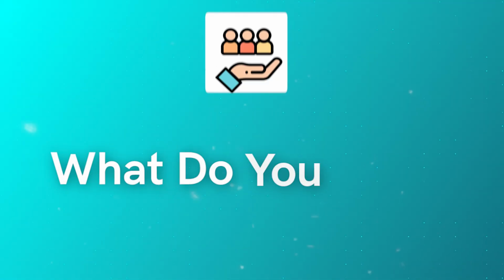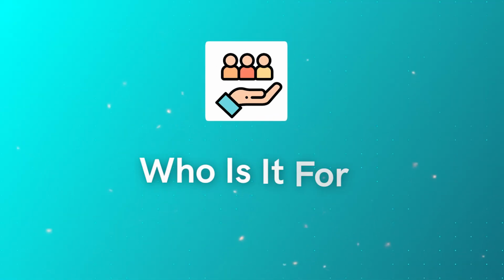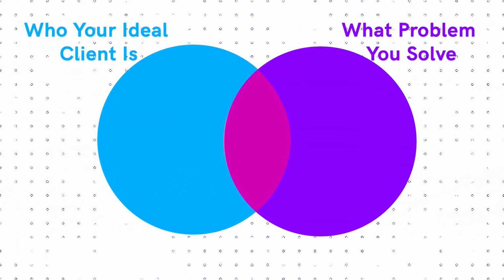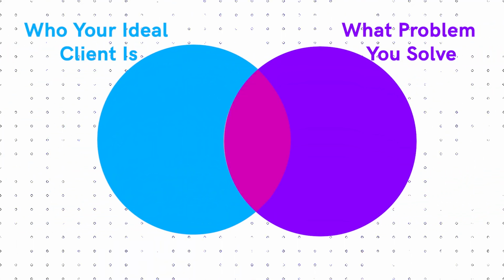A way to think about this when creating it is, what do you solve with your coaching and who is it for? So if you think about who your ideal client is, who's the person, and what problem do you solve, when you let those two Venn diagrams, those two circles intersect, that's the intersection of what you create your lead magnet for.